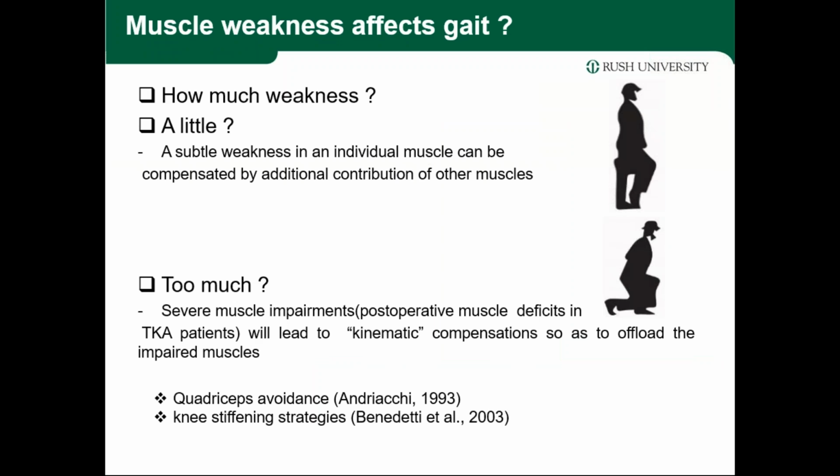So our main question is, well, now we know that muscle weakness happens, but how does the human modify his gait in case of muscle weakness? How much weakness can be tolerated by our gait? Well, a subtle weakness in an individual muscle can be compensated by additional contribution of other muscles. And I'm sure that all of us have experienced this in our daily life.